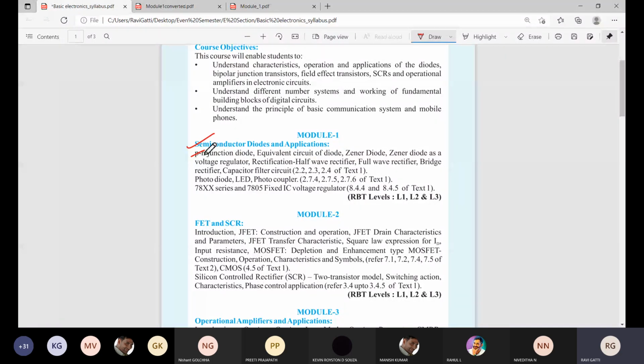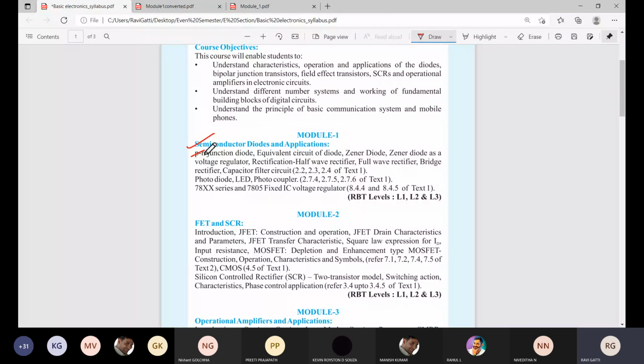So apart from that, we will be studying some applications of these diodes. Like photodiodes, light emitting diodes, and what you mean by photocoupler. Okay, and some of the voltage regulators which are used in the general implementation of projects. We will be looking at all those concepts in module number one.